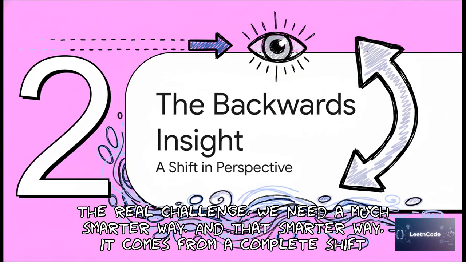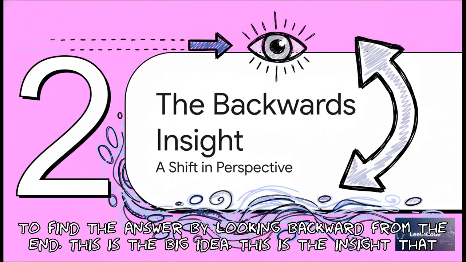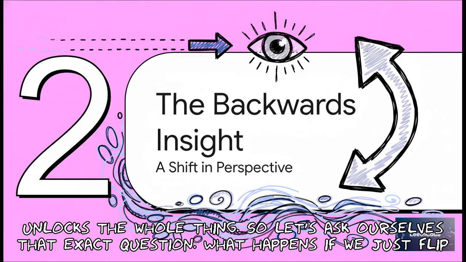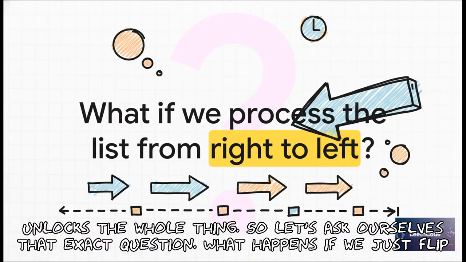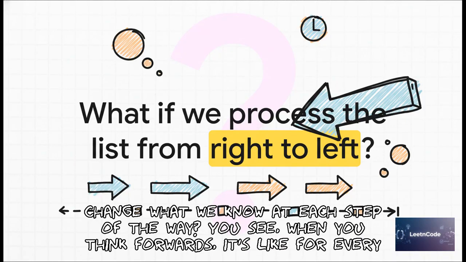And that smarter way comes from a complete shift in how we look at the problem. Instead of looking forward from the beginning of the list, we're going to find the answer by looking backward from the end. This is the big idea. This is the insight that unlocks the whole thing. So let's ask ourselves that exact question. What happens if we just flip it? What if we process the list from the last element all the way to the first? How does that change what we know at each step of the way?